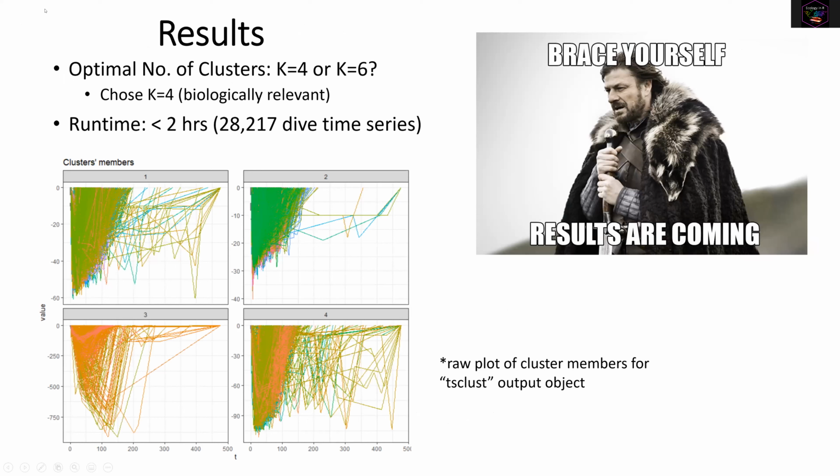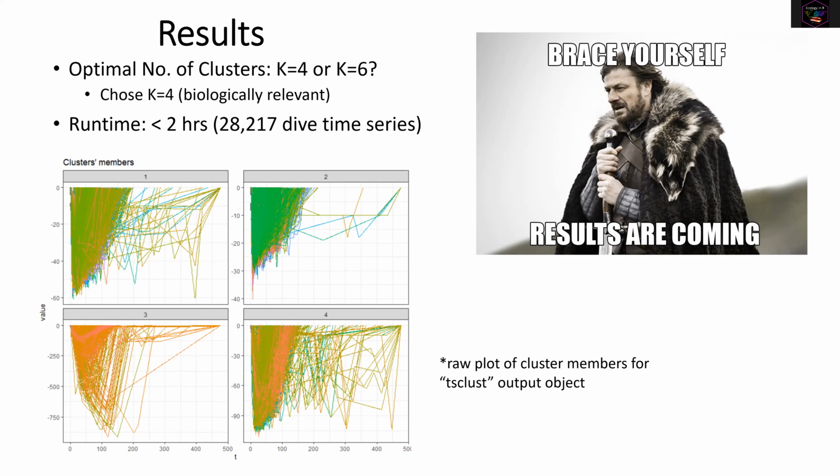For my results, I actually got 2 different optimal numbers of clusters. The DB, the MDB, and the COP indices told me that K equals 6 seemed to be optimal, whereas the CH, the D, and the S indices told me that K equals 4 was optimal. So I then had to apply the knowledge I had of my study system to decide which K was the best.